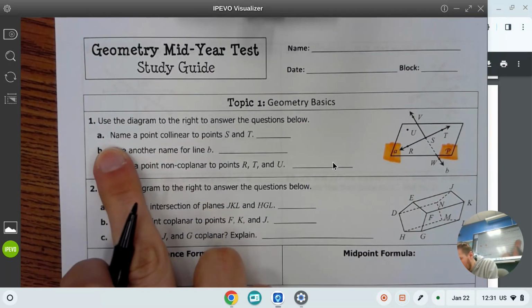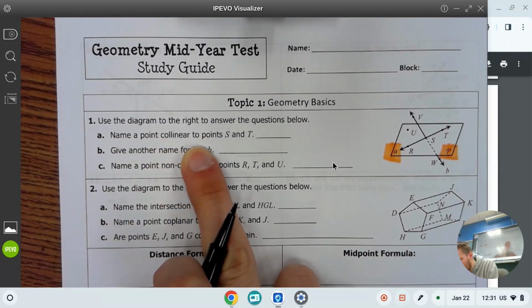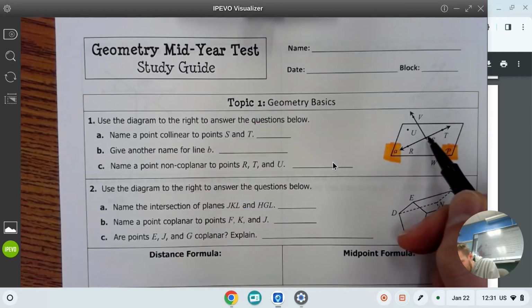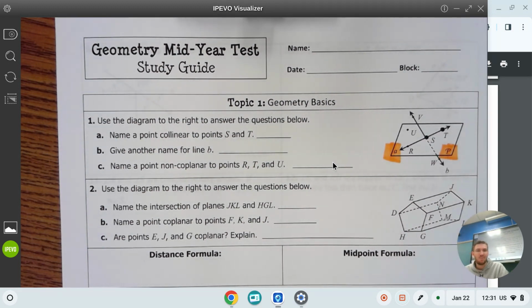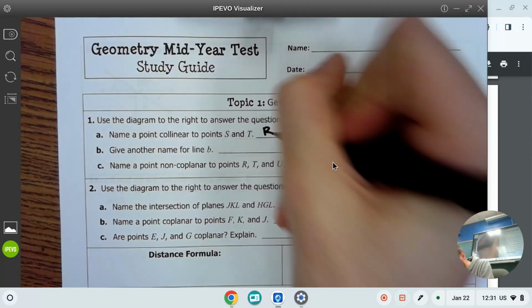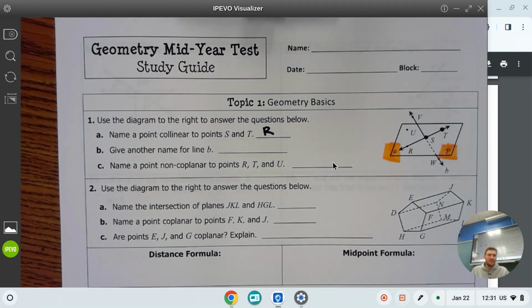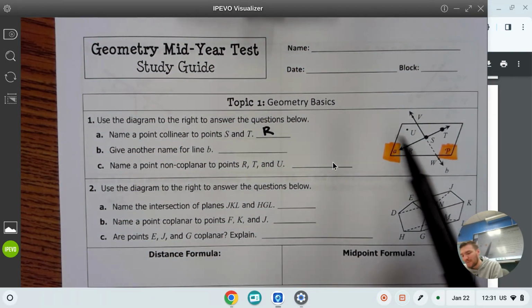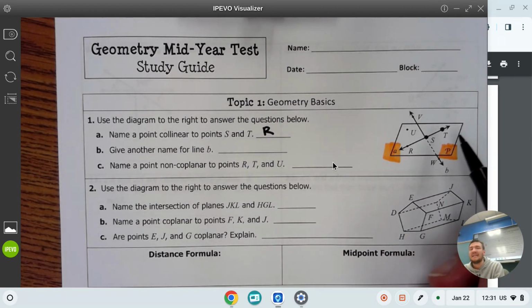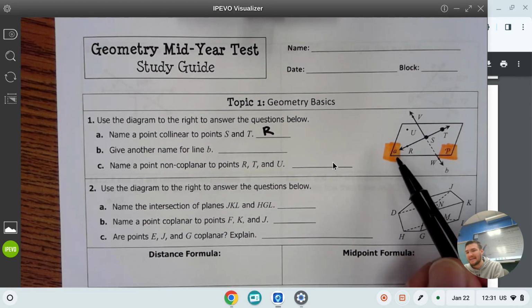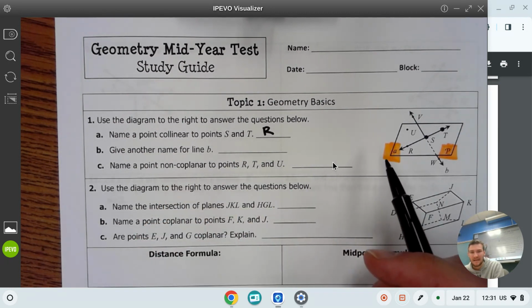Number 1, name a point collinear to points S and T. So I find S and T. These need to be collinear, which means they're in the same line. Which point would you say is collinear? R. There we go. Nice job. We're working with 100% on that exam. We're killing it. Remember, A doesn't count. A is the line, line A. That doesn't count as a point. That only counts as a line.